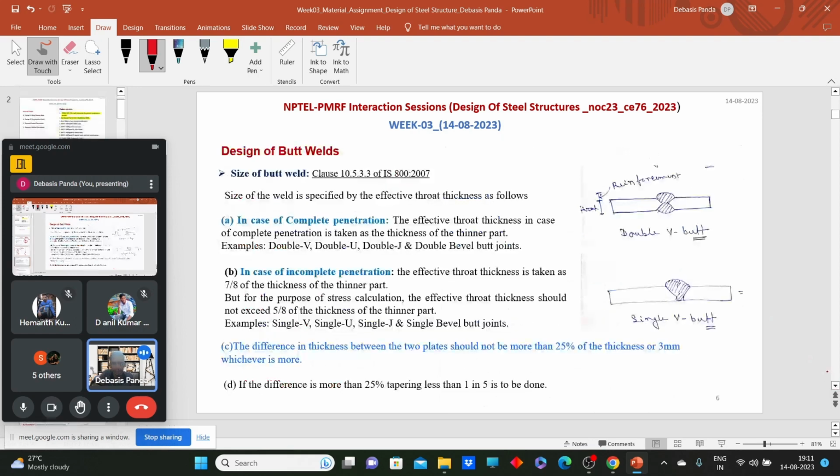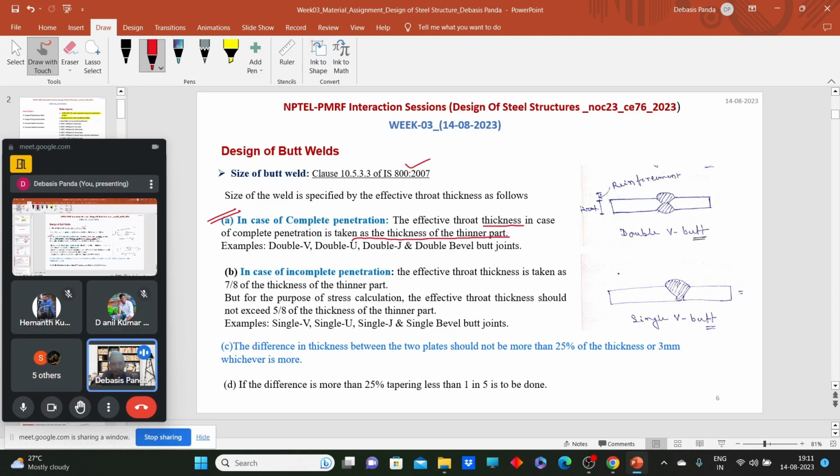Now the thing is, what should be the throat thickness for completely penetrated weld, or what should be the throat thickness for incompletely penetrated weld? So our code IS 800 says that in case of completely penetrated butt weld, the effective throat thickness is taken as the thickness of the thinner part. Thickness of the thinner part.